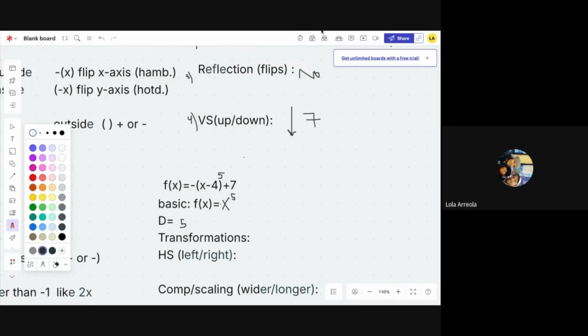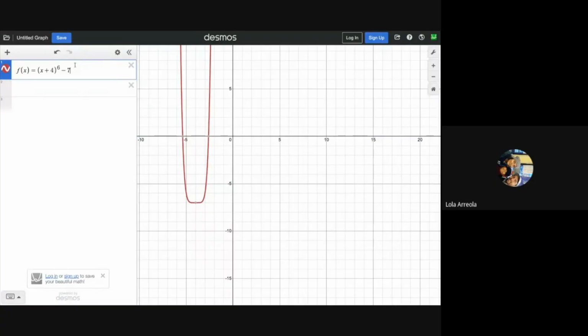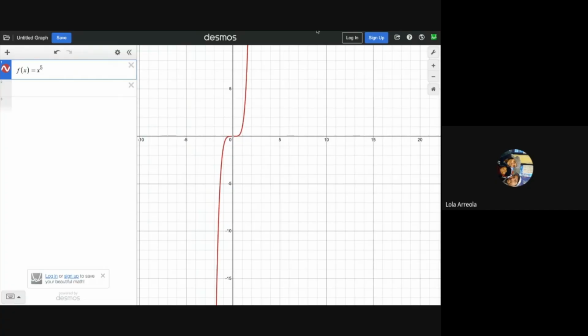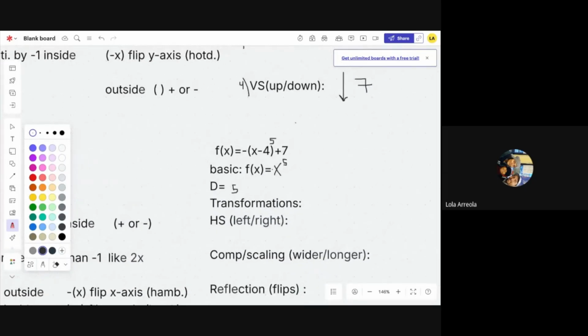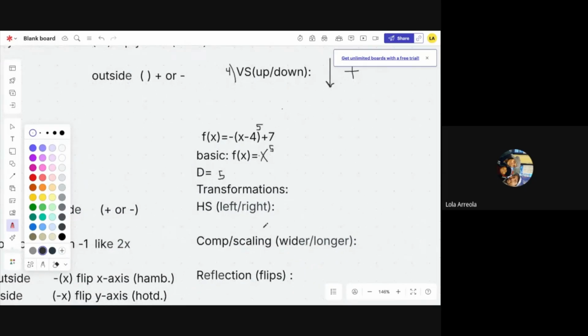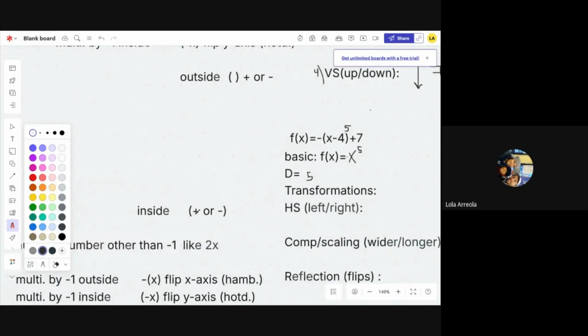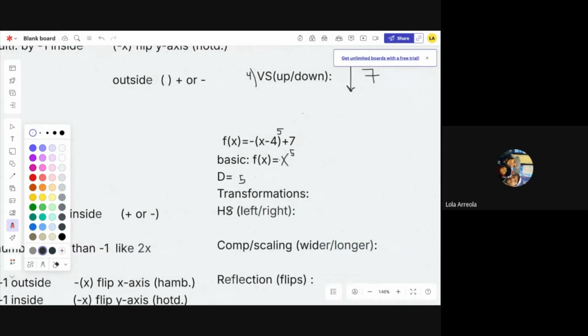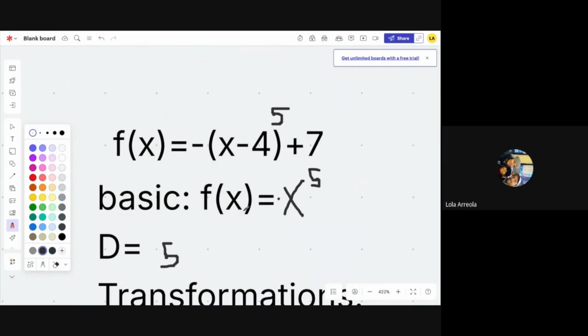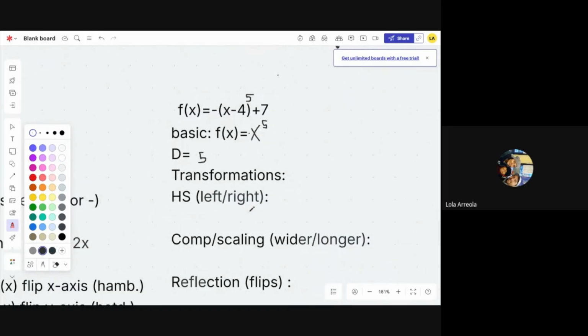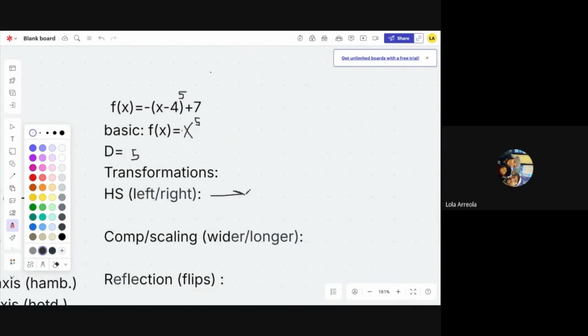All right, so let's graph the basic function and see how these transformations apply. So we have x to the 5th power. This is my starting graph. Now let's go through the order of transformations. Do I have a horizontal shift, something that moves my graph to the left or right? Well, I have a horizontal shift if I have addition or subtraction inside parentheses. So I look inside parentheses right here, and I see -4. This means that my graph is moving to the right 4 units.